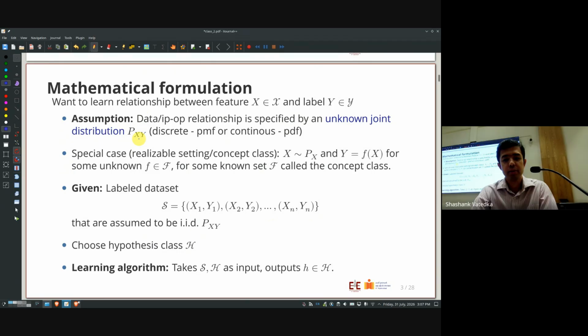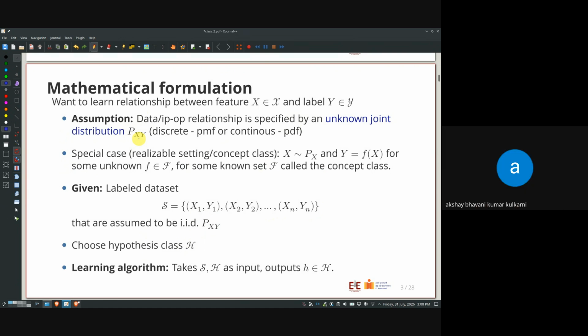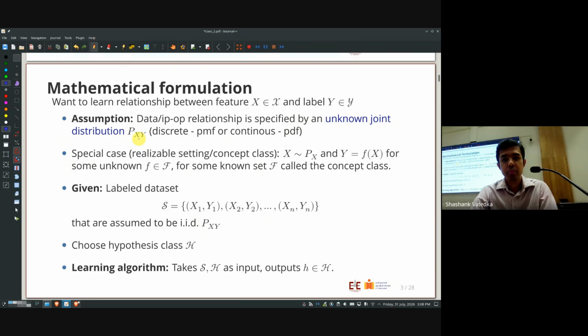Does that answer your question? So P of xy is still not the perfect ground truth. When I say that, I'm saying that there could be an additional source of randomness.